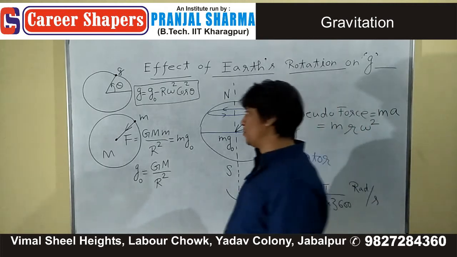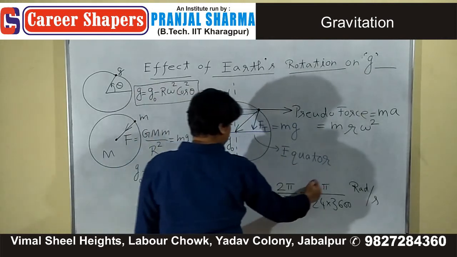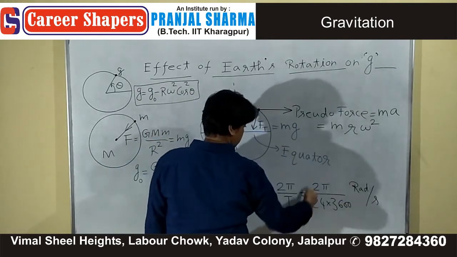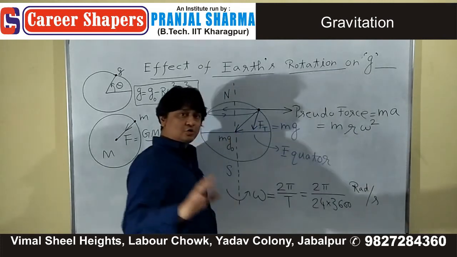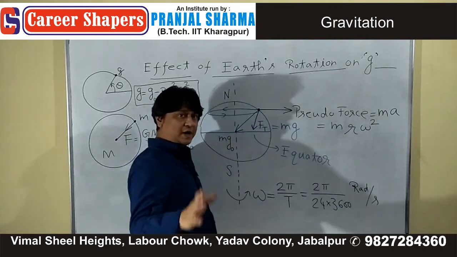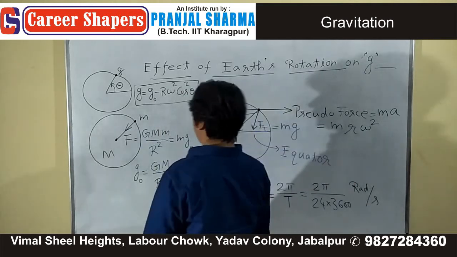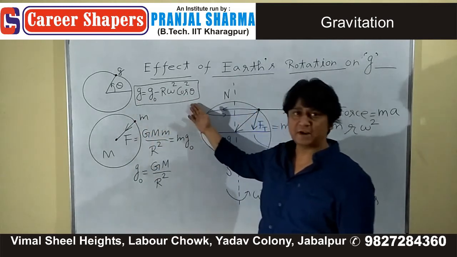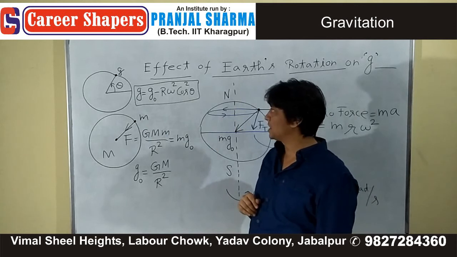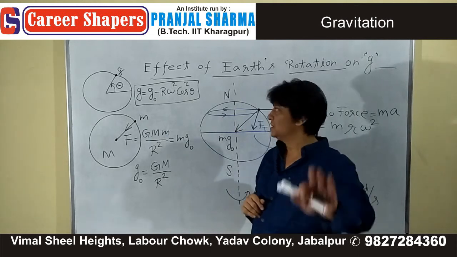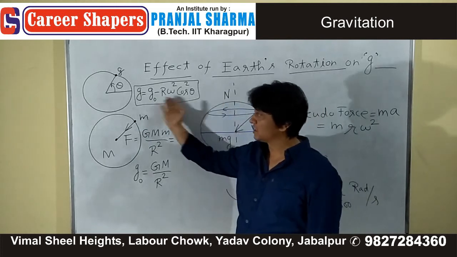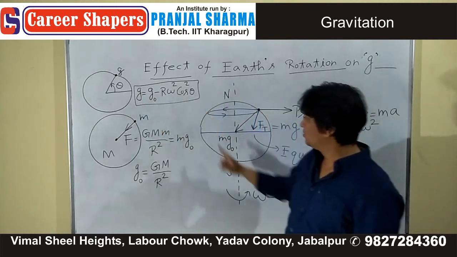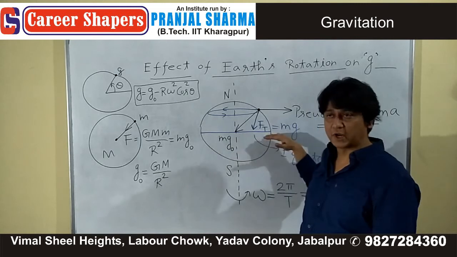Why? Because look at the omega part. This omega is a small number, and you are also using omega square. So when you simplify things, you will be eliminating a few terms and ultimately you will arrive at G equals G naught minus R omega square cos square theta. Somebody interested, go for it. Otherwise, for everyone, it's a result. Theta must be taken from the equatorial line.